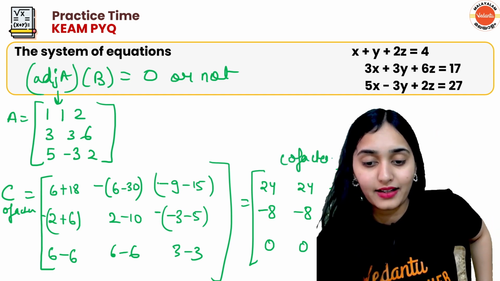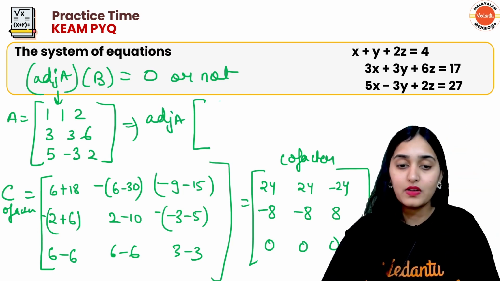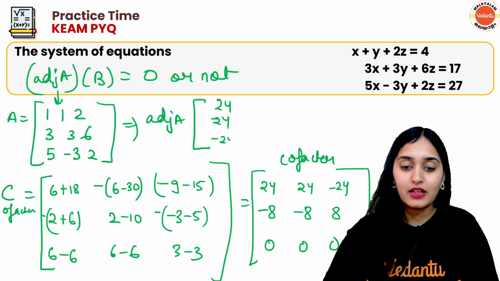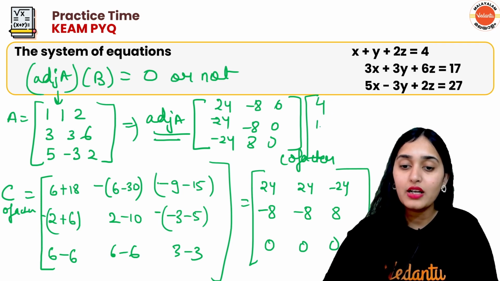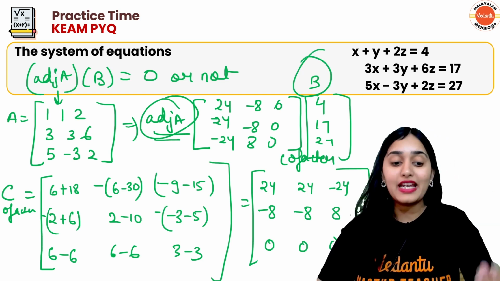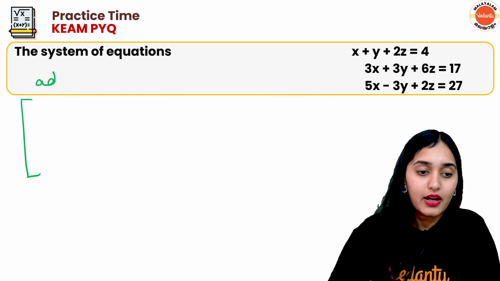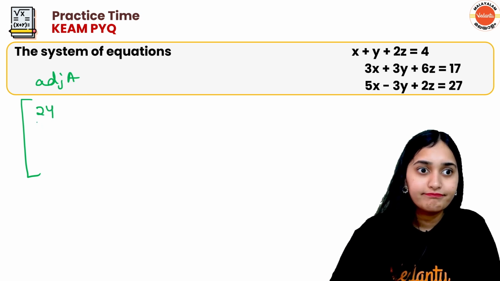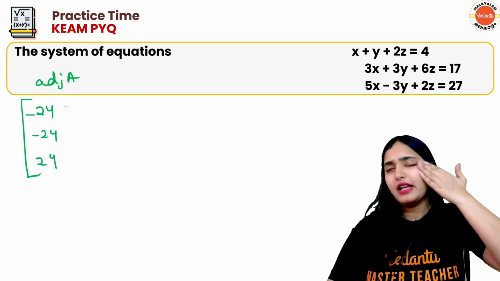This is the cofactor. Now you have to find the adjoint of A, which will be the transpose. So 24, 24, minus 24, minus 8, minus 8, 8, 0, 0, 0. Now multiply the adjoint of A with the B matrix, which is 4, 17 and 27. You multiply the adjoint of A with the B matrix to check whether it has no solution or a single solution. So what will you do? Our adjoint of A was 24, minus 24, sorry, minus 24, minus 24, plus 24.